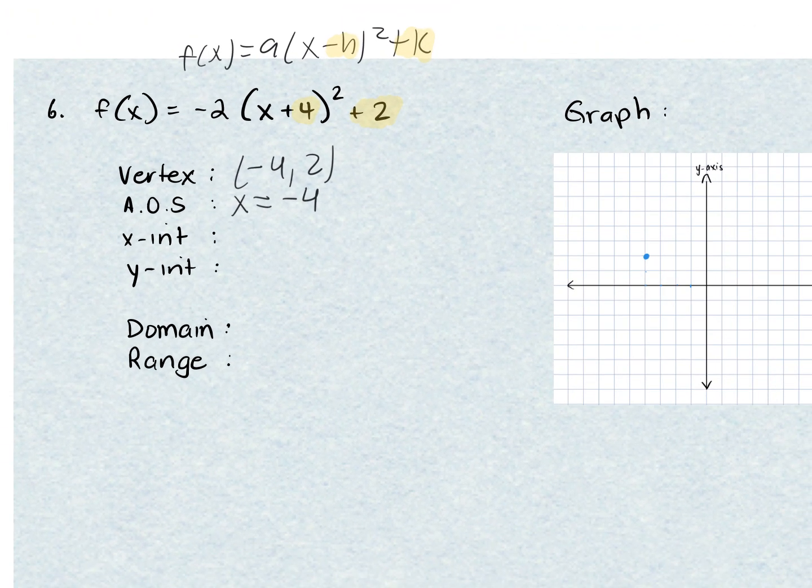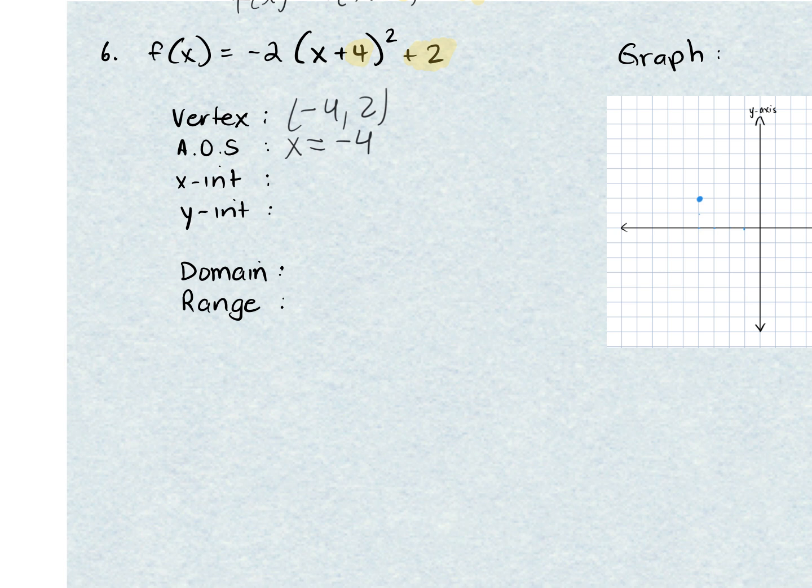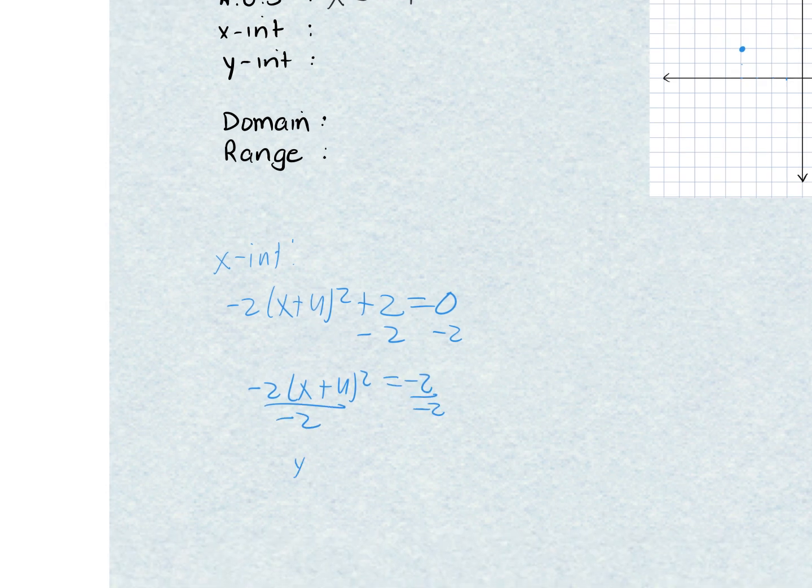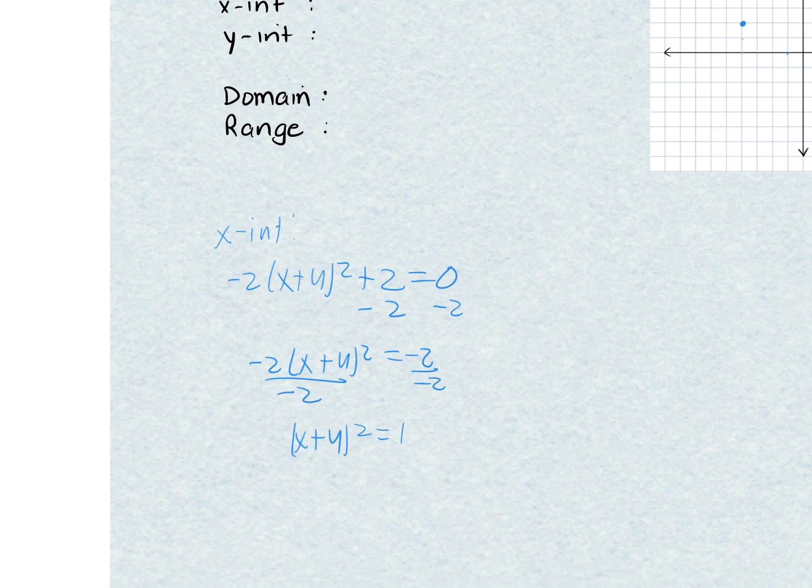Your x-intercepts, we can set this equal to 0 and solve for x. All right, so for your x-intercepts, let's do -2 times x plus 4 squared plus 2 equals 0. All right, and let's get the square by itself. So subtract 2 on both sides, and we get -2 times x plus 4 squared equals -2. Divide both sides by -2. We get x plus 4 squared equals 1.